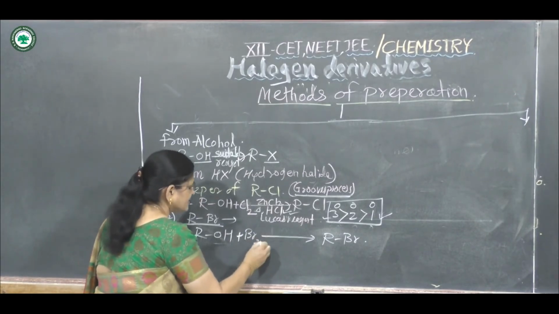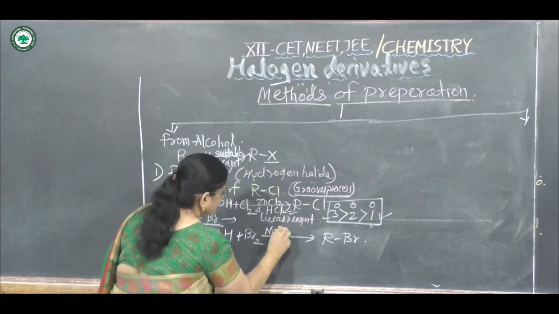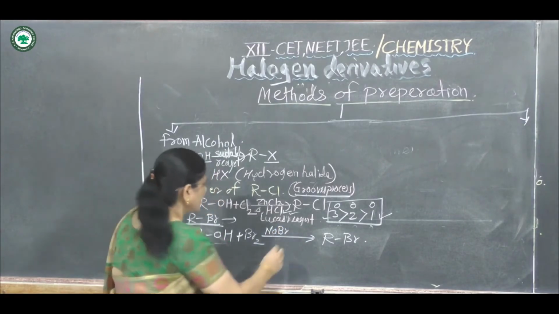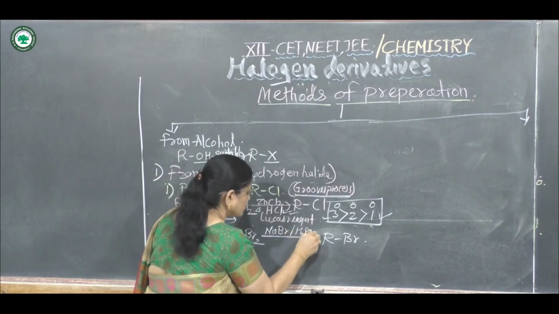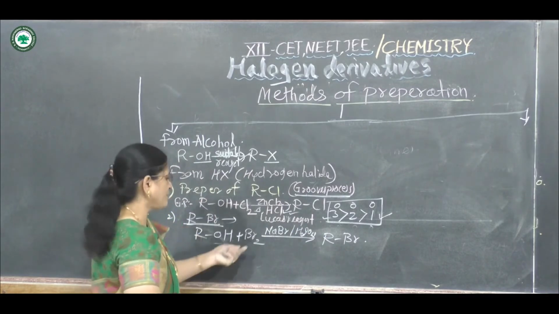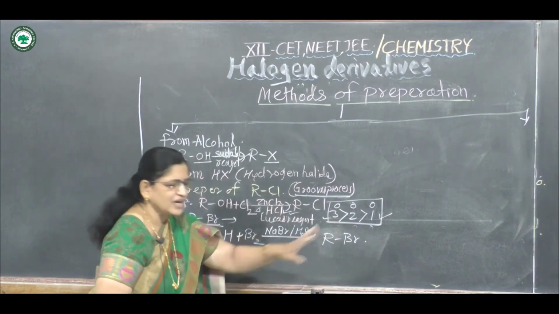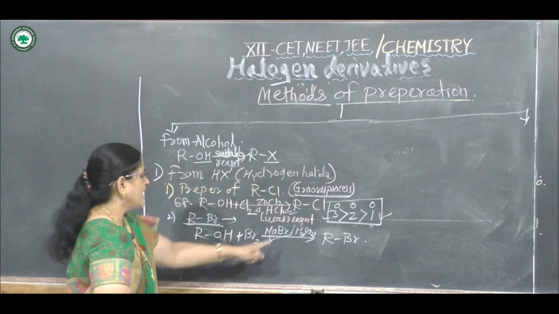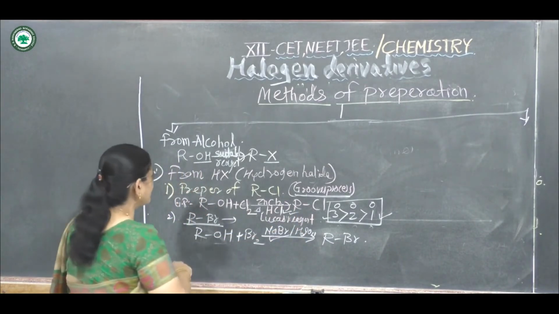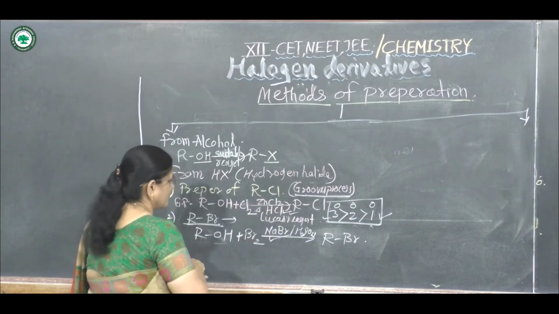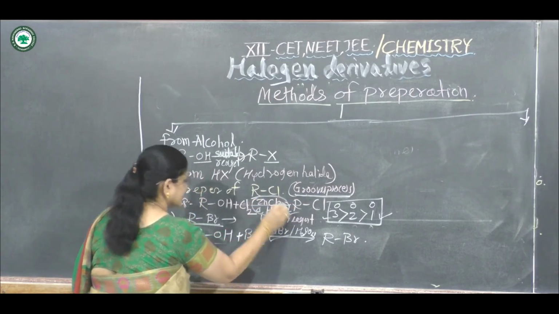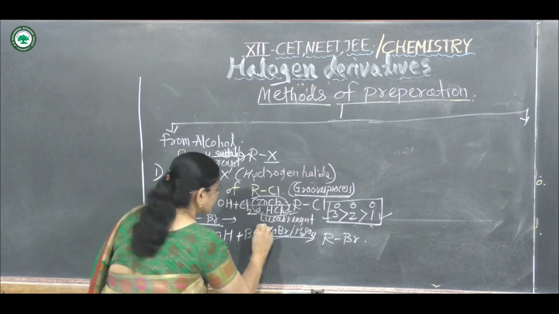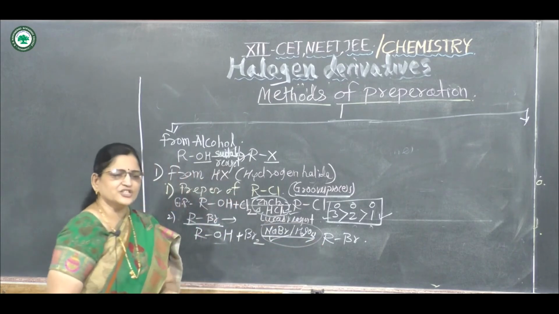Then it requires NaBr, sodium bromide, in presence of H2SO4. In presence of H2SO4, it gives alkyl bromide. The suitable reagent here is sodium bromide and H2SO4. Only remember, in the earlier case the suitable reagent is zinc chloride and HCl, and in this case the suitable reagent is sodium bromide and H2SO4.